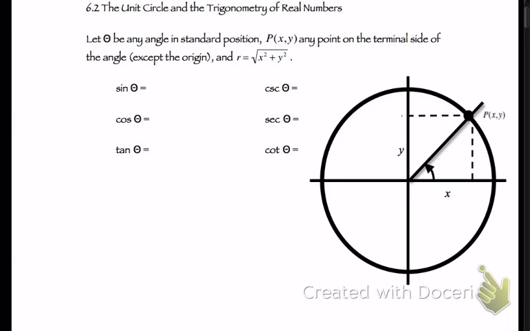Okay, so this will be 6.2, the unit circle in the trig of real numbers. This will be day 4 video. In day 4 video, we're going to do an activity on your 45, 45, 90 degree triangle rules and your 30, 60, 90 triangle rules. So we're going to do an activity first, and then we are going to prove that tangent is equivalent to sine divided by cosine. Okay, so let's get started.